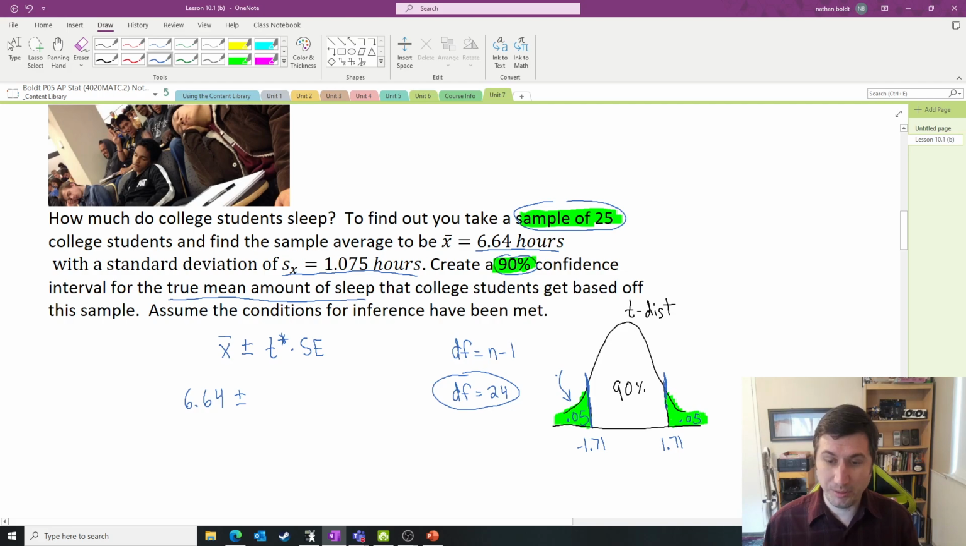Just to give you the whole picture there. Doesn't really matter. I mean, we're going to add and subtract this number anyways, right? So whether it's positive or negative doesn't matter. Algebraically, we're going to add and subtract it. So, 1.71 times the standard error.